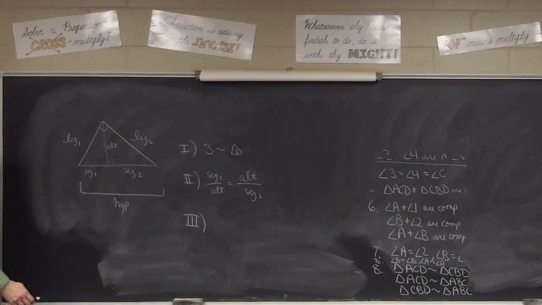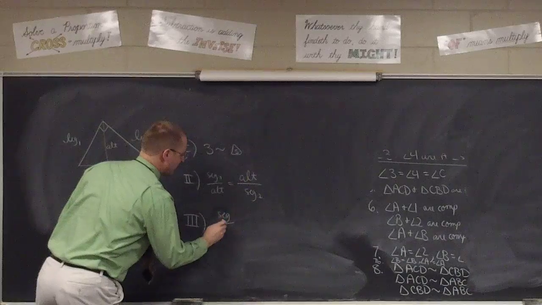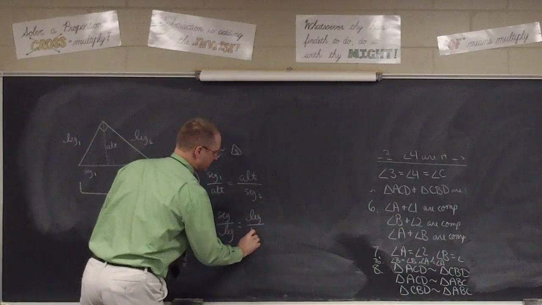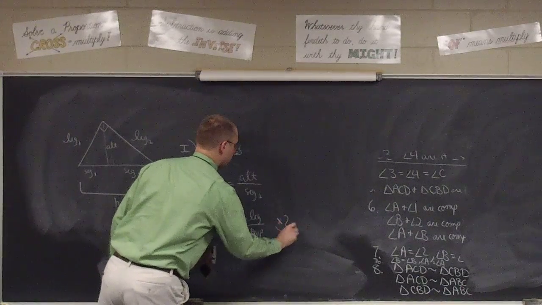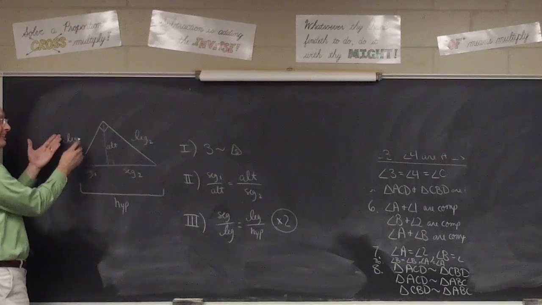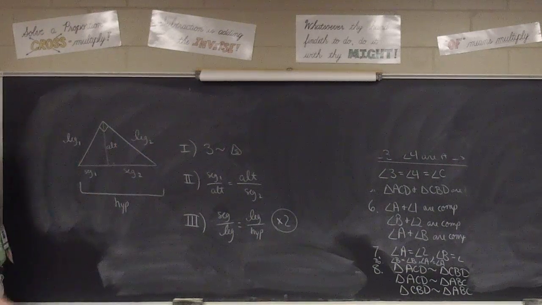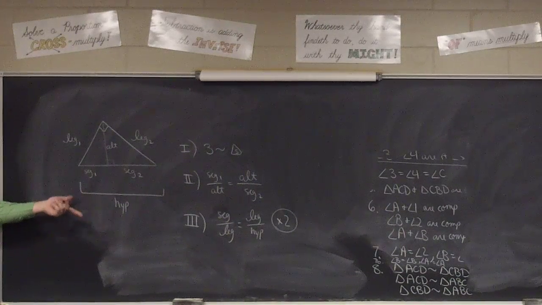Roman numeral 3, segment is to leg as leg is to hypotenuse, times 2. And again, that means that segment 1 would obviously be to leg 1 as leg 1 is to hypotenuse, or segment 2 is to leg 2 as leg 2 is to hypotenuse. 2, or really 3, mean proportionals that we have here.